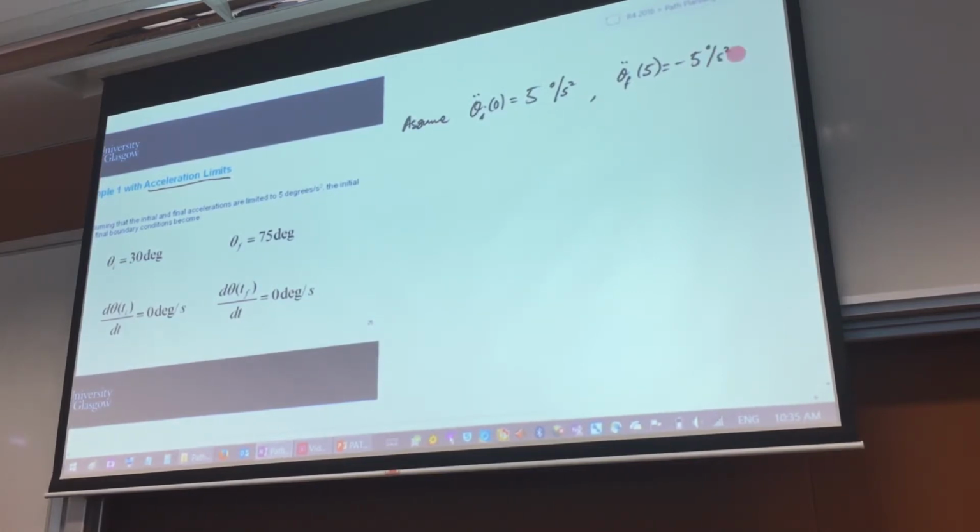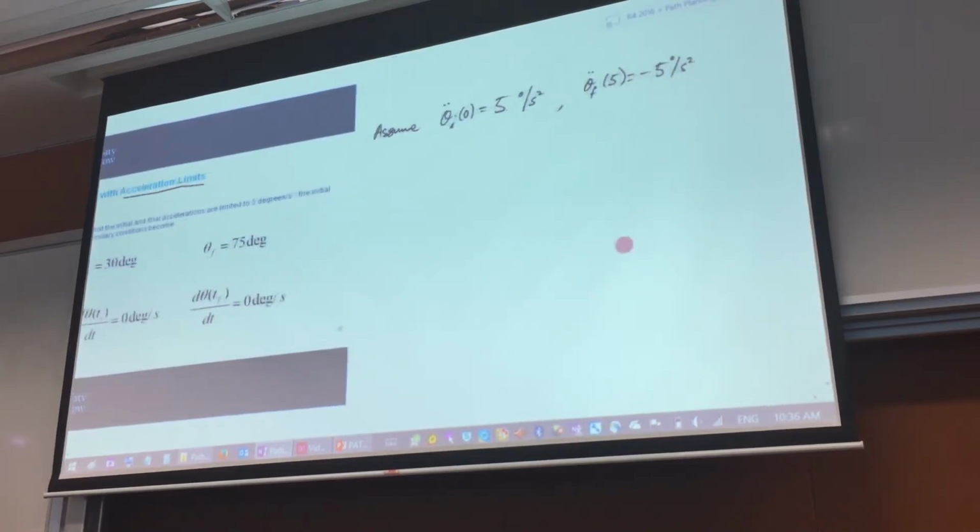degrees per second squared. So now my acceleration profile is no longer a constant deceleration on the link. I define what sort of acceleration profile: you will start with 5 and you end with minus 5. So initially, you will try to accelerate, and then finally, as it reaches that final position, you will be decelerating. So these are the new ones.